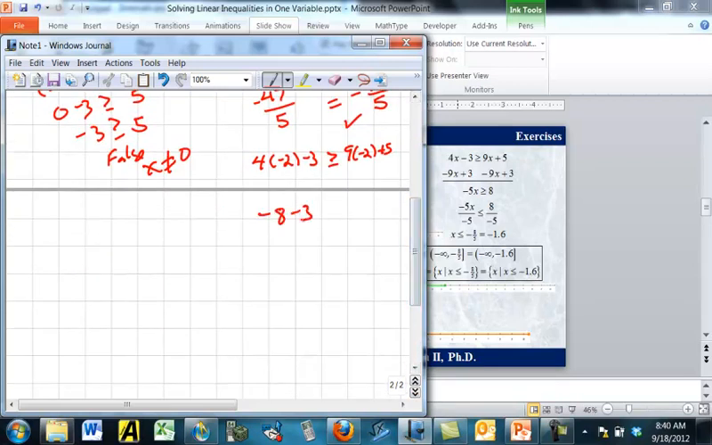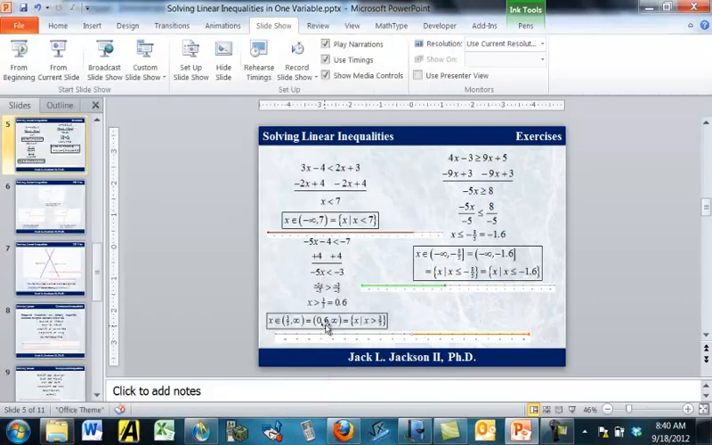Negative 8 minus 3 is negative 11. Negative 18 plus 5 is negative 13. And negative 11 should be greater than or equal to negative 13. It is. So that's true. And again, that one's supposed to be true, so that checks it out. Okay, let's check out this other one here.